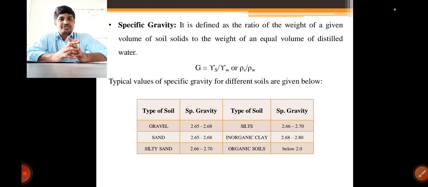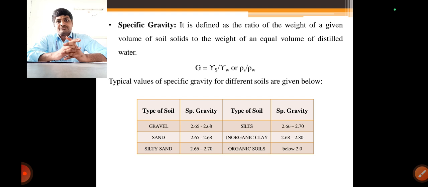And one more definition is specific gravity, which is very important. That is the ratio of the weight of a given volume of soil solids to the weight of an equal volume of distilled water, or normal water we can take. That is denoted with capital G. Capital G is equal to gamma s divided by gamma w, or else rho s divided by rho w.